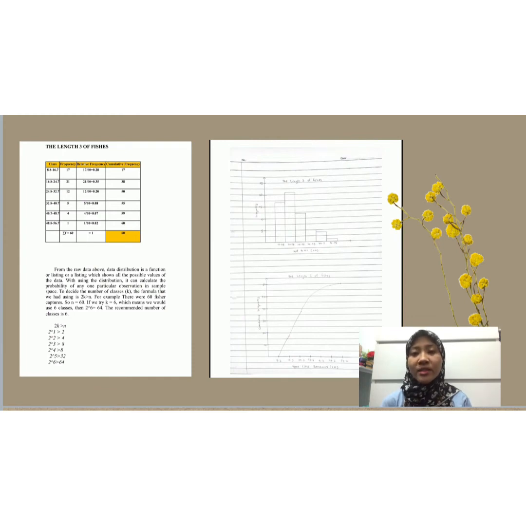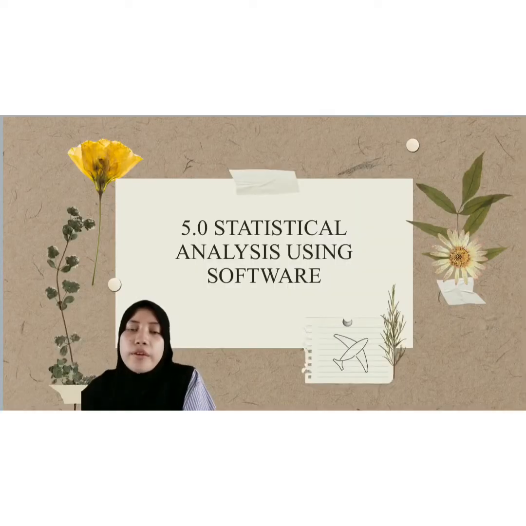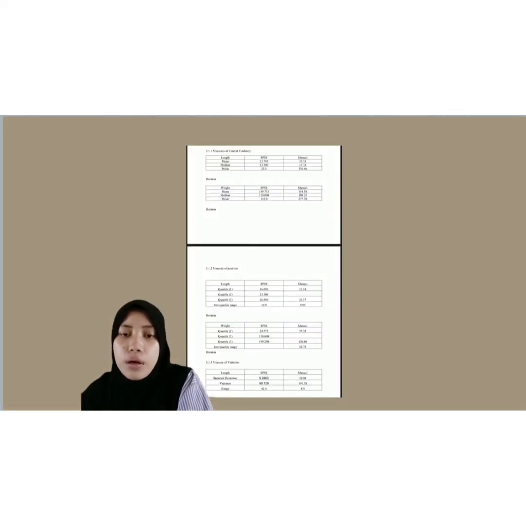Frequencies for the y-axis refer to the portion or percentage of the data that fall in the class. From the histogram, we can say that the class of 16.8 to 24.7 is higher than the other classes, which is 21. This is statistical analysis using software, example of 5.1. This is a measure of central tendency, measure of precision, and measure of variation.